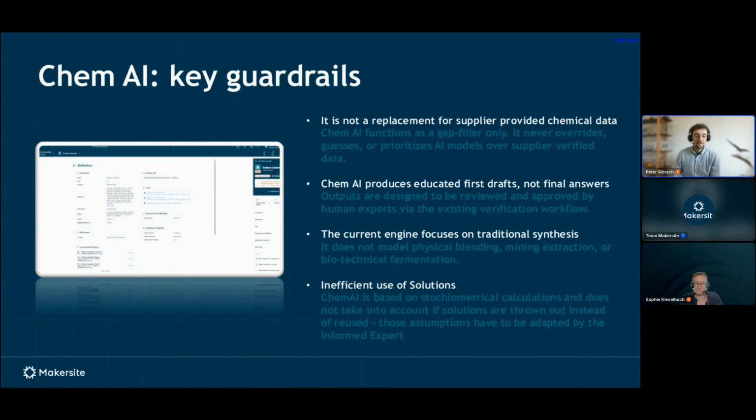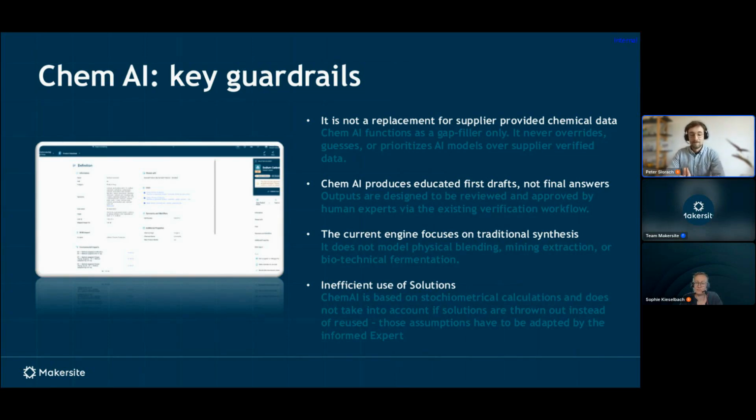Currently, our focus is on traditional synthesis, so we haven't assessed physical blending, mining, or any biotechnology-based chemicals. And a final point before we go to Q&A is that we are currently considering just the stoichiometrical calculations used for generating these chemicals. So we're not considering how solvents and catalysts will be used in the production of the chemicals.